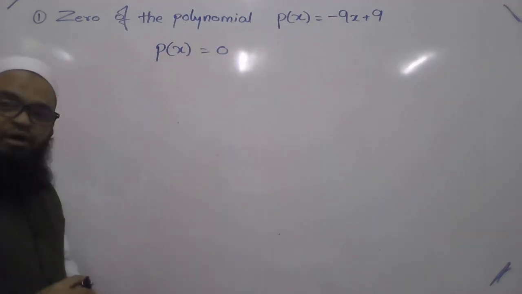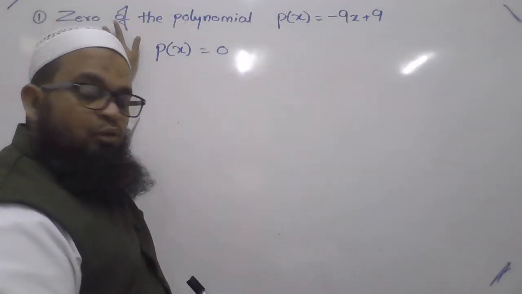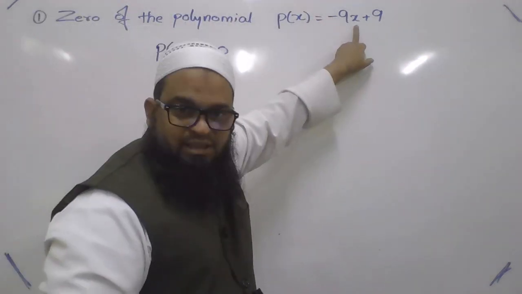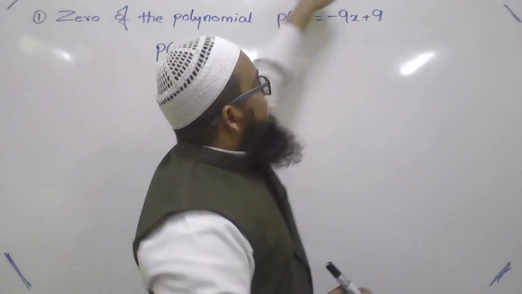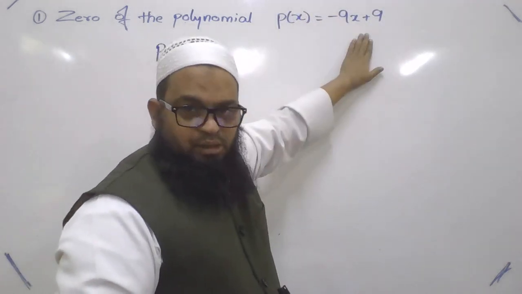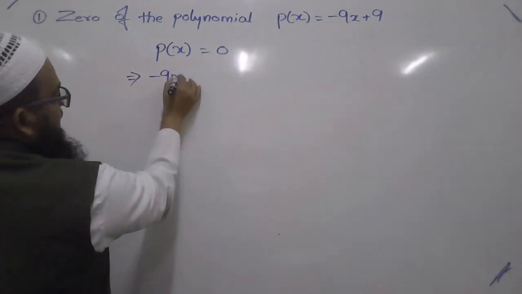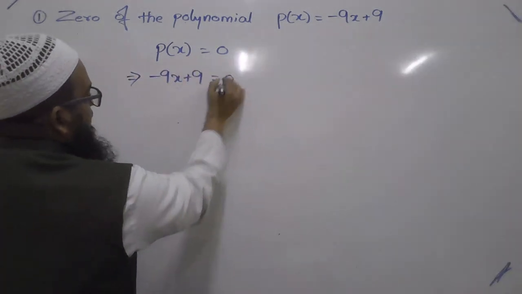Why are we equating? Because what is the zero of the polynomial? Zero of the polynomial is the value of x which when substituted makes this polynomial 0. That means p of x will become 0. Understood? So let us equate it. What is given? Minus 9x plus 9 is equal to 0.